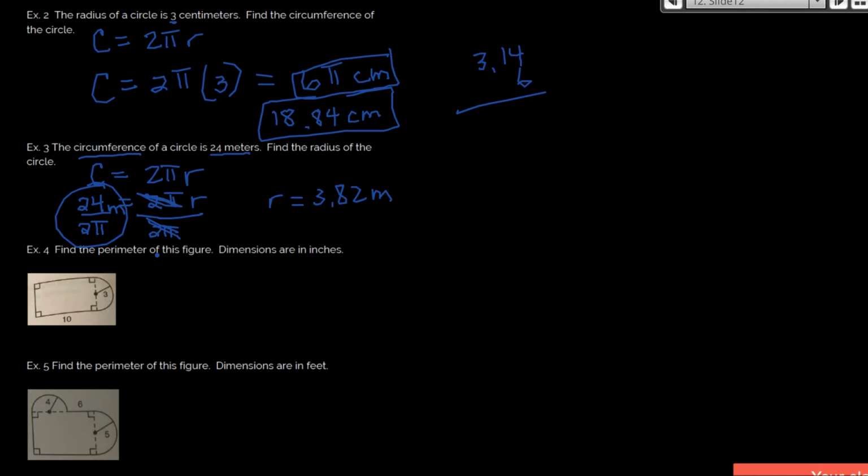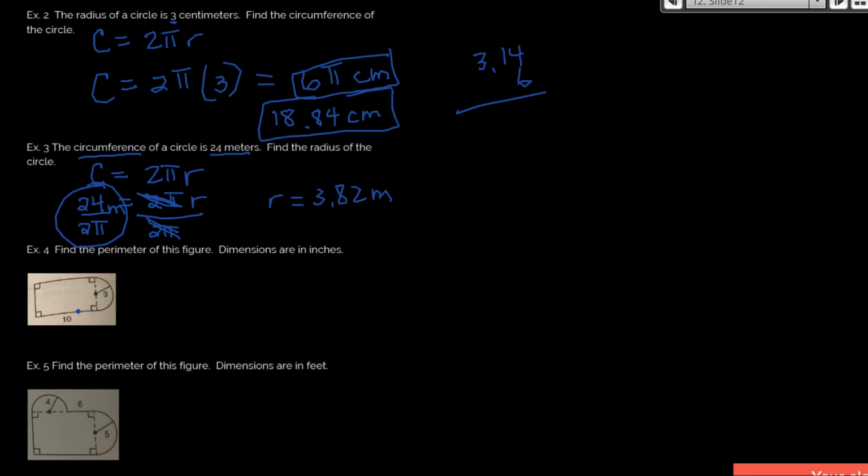All right, example 4, we have a shape. I actually put it in there. I didn't draw it this time. Find the perimeter of the figure. Now this shape is a rectangle with a half a circle. So we're going to have to find the area of the rectangle, and then we're going to find the area of the half circle. So with the rectangle, we need the area of a rectangle is length times width.